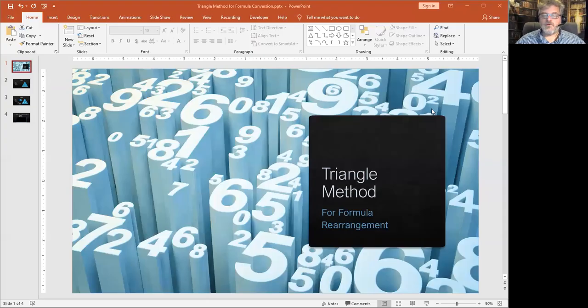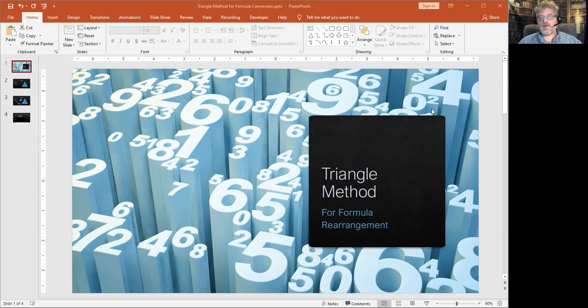Okay, welcome to the triangle method for formula rearrangement. This is a very brief PowerPoint. I'm actually going to use a PowerPoint interactively, and we're going to talk about how to rearrange formulas. Now, if you are familiar with basic math from high school and you're comfortable with that, then this will probably be unnecessary, but I'm going to teach it anyway because it's a quick way to check to make sure you applied the right change to the formula.